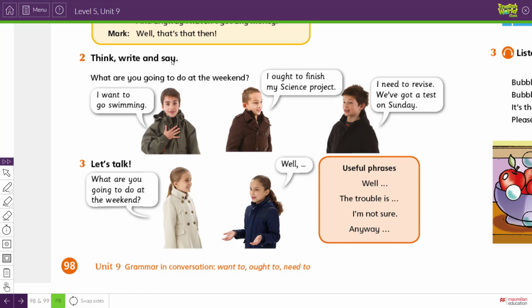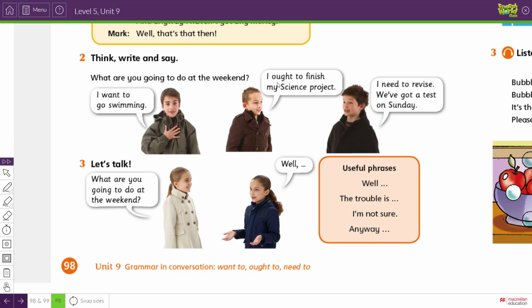Look at this question. What are you going to do at the weekend? The first one represents desire, when he says, I want to go swimming. The second one, ought to, represents what? Something between should and must. I ought to finish my science project.